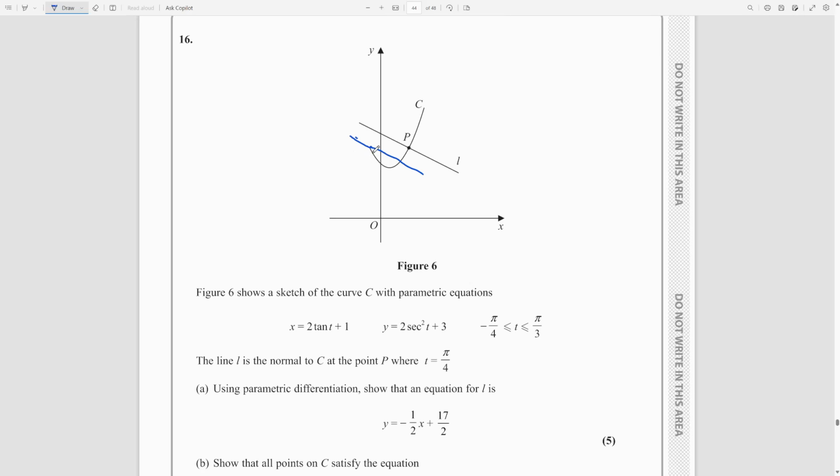The coordinates of that point is the minimum value of x, given these constraints here. Now, we can see that when t is minus pi over 4, we get an x value of tan of minus pi over 4, which is minus 1. 2 times minus 1 plus 1 is minus 1. So the x value here is minus 1. In fact, let's keep track of this.